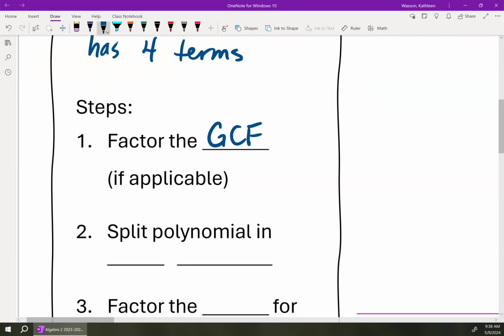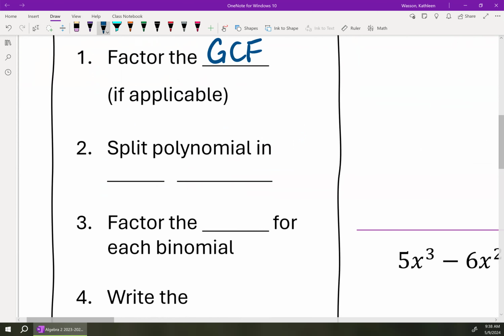If that's possible, go ahead and take the greatest common factor out first, so that all of your numbers will be smaller and hopefully more familiar and easier to work with. Then you split the polynomial into 2 groups. That's why it's called factoring by grouping. Once you have 2 groups, you factor greatest common factor from each of your 2 groups. So you'll look at the 2 terms and find greatest common factor for that one, and then for the second group, greatest common factor for the other one.